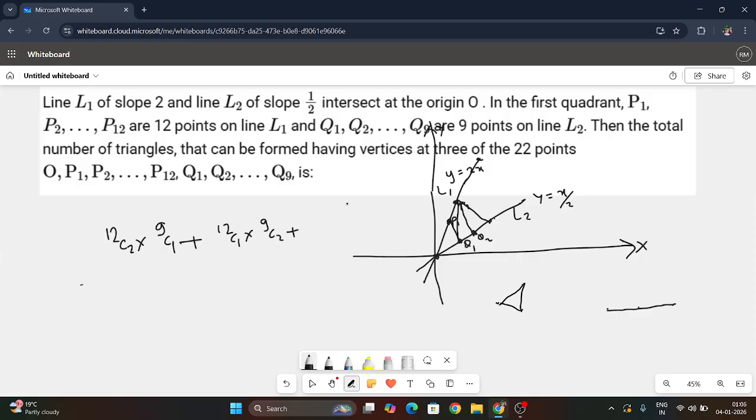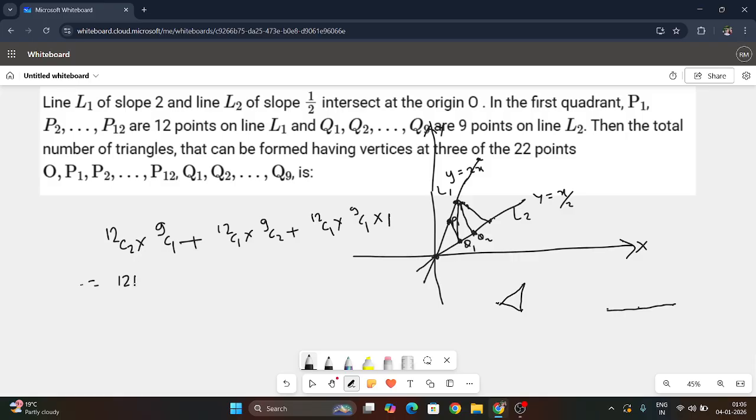So from line L1 we can take a point in 12C1 ways, multiplied by, from line L2, 9C1. And what about this origin? There is only one way of choosing it, multiplied by 1. Okay, let's solve it and get the answer. So I think the concept is clear. If you can understand why we are doing this, then if the concept is clear, it can be really easily solved. Okay, let's solve it.